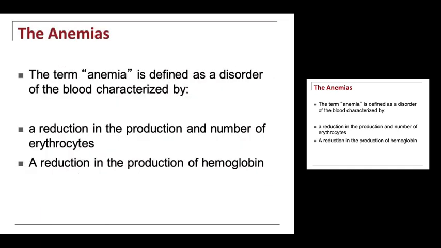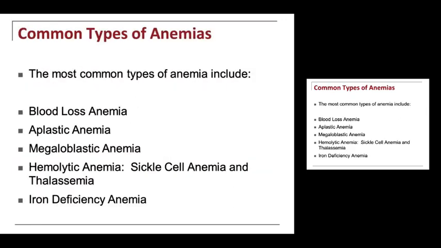When we talk about iron, it just kind of brings into mind anemia, because most people think of iron deficiency anemia. So I figured, hey, this is a good segue into different types of anemias, not just iron deficiency anemia, which is probably the most common type, but the others. Anemia is typically a reduction in the production and the number of erythrocytes, and a reduction in the production of hemoglobin. The most common types of anemia are blood loss anemia, aplastic anemia, megaloblastic anemia, hemolytic anemia, such as sickle cell or thalassemia, and then iron deficiency anemia.